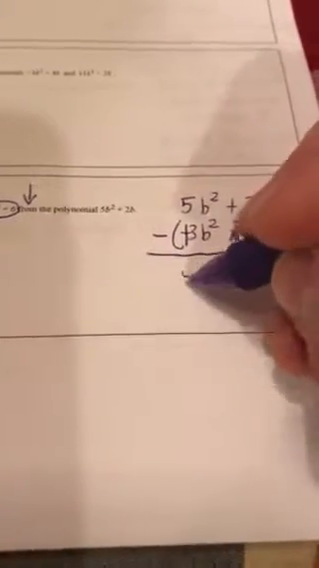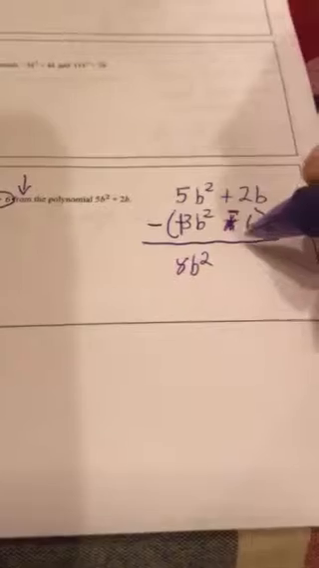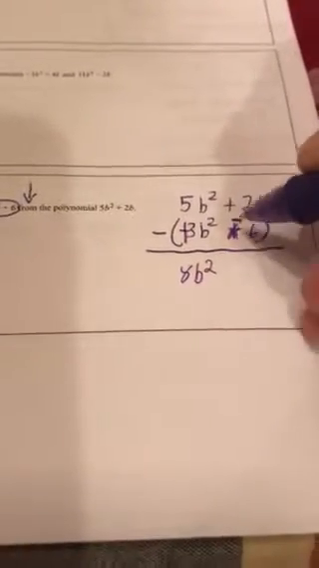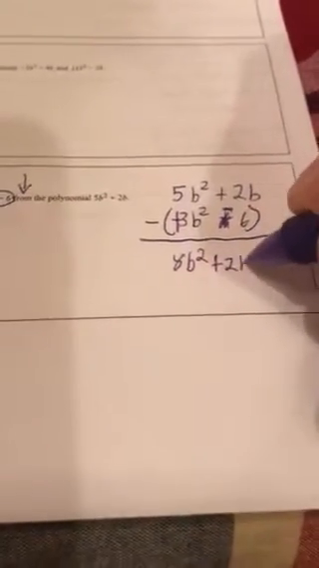The negative changes just the signs that it's next to, because it says subtract the polynomial this from this. So this is the one that gets the negative. So that's going to turn into a positive. That's going to be erased and turned into a negative. I can combine these two, so that's going to be 8b squared. I can't combine this, so that's going to be a plus 2b, and then minus 6. And so I have an 8b squared plus 2b minus 6.